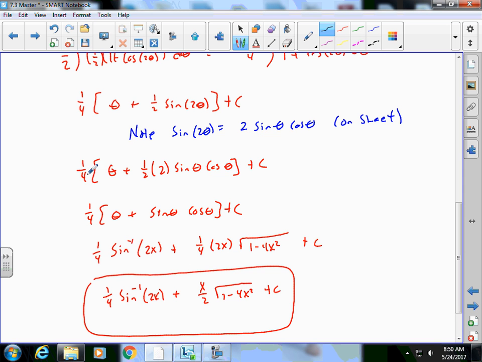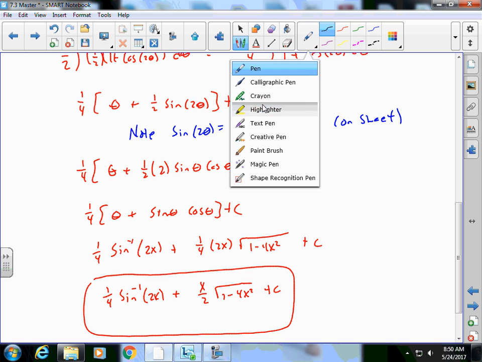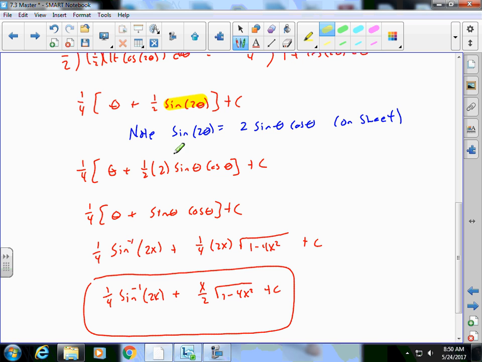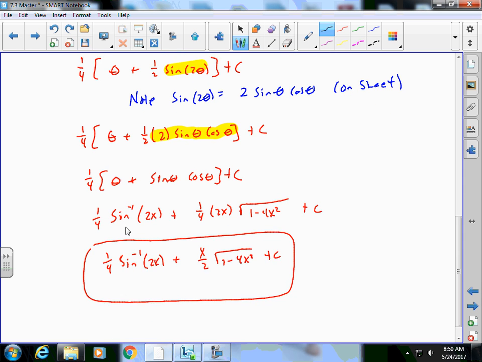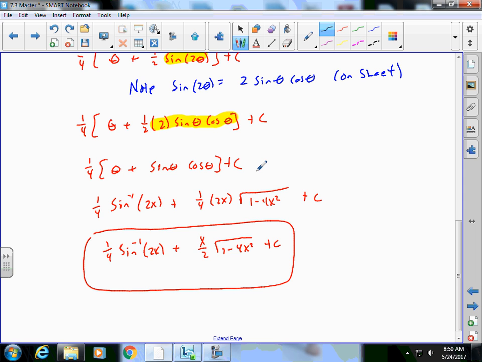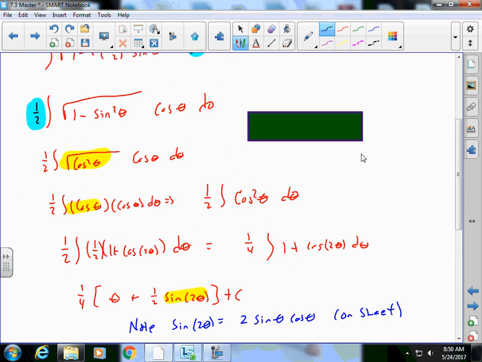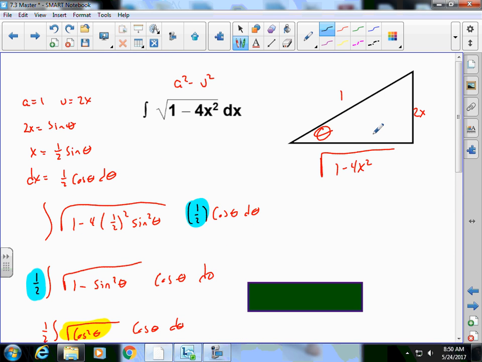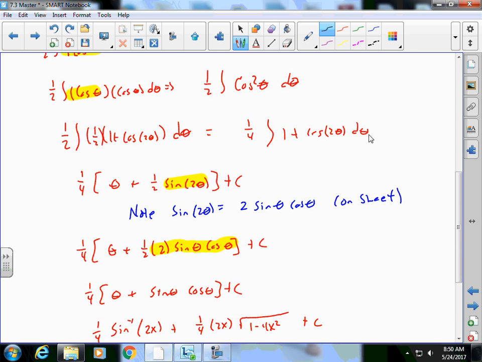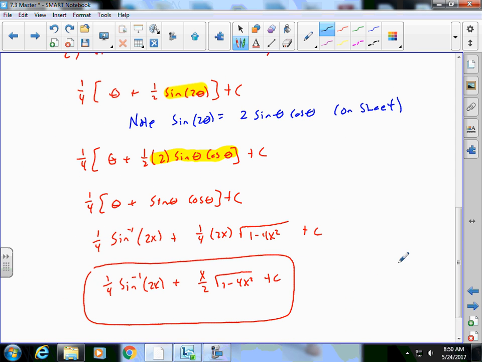So now I rewrite it as 1/4 theta, a half. But instead of writing this part out like this, I wrote it out as this. So again, instead of having sine 2 theta, I have 2 sine theta cosine theta by substitution of using that part there. I clean that up and I get 1/4 times theta plus sine theta cosine theta plus a constant. I go back up to my triangle to find out the parts. Hopefully I have that written down. And then I do my substitution and I clean it up, and that's my final answer.